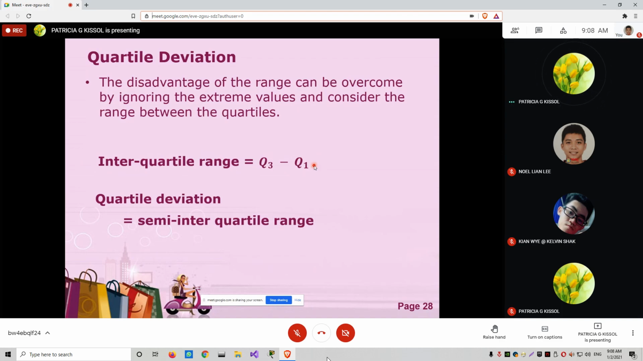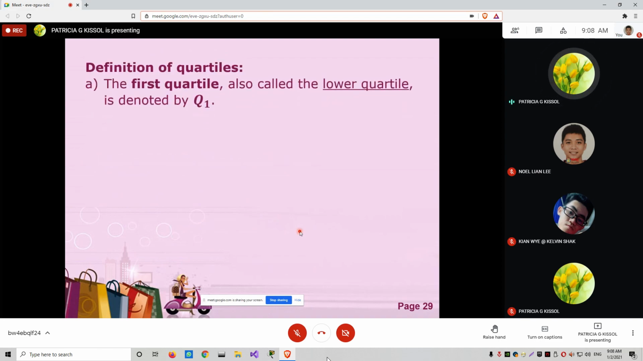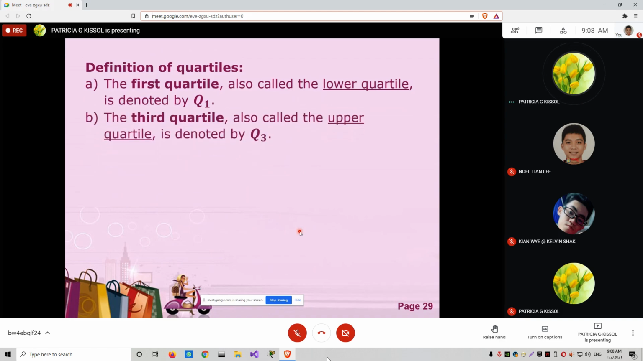One thing about quartile deviation is that it has another name, which is called semi-interquartile range. So the question may ask for quartile deviation, or sometimes the question may ask for semi-interquartile range. It is the same meaning, right? So the formula is simply dividing the interquartile range by two. As you have seen here, what is Q3 and what is Q1? Q1 and Q3 are basically the first quartile and third quartile.